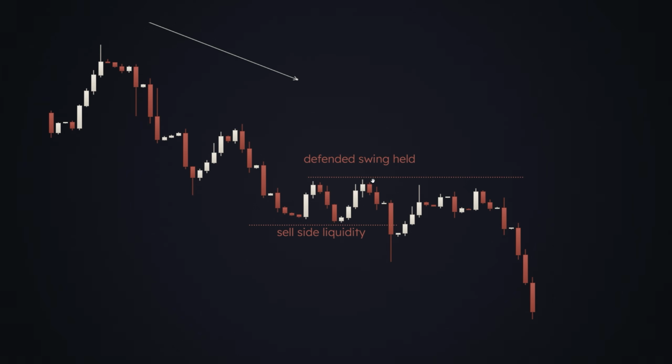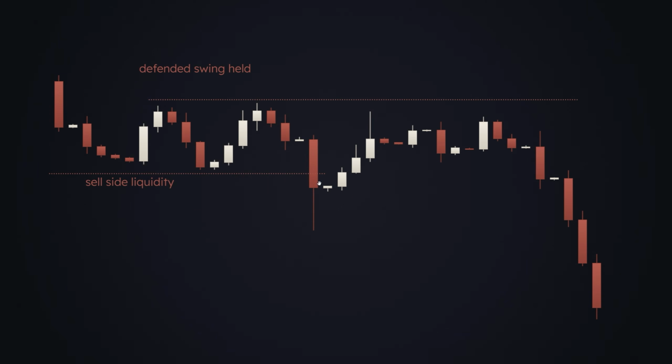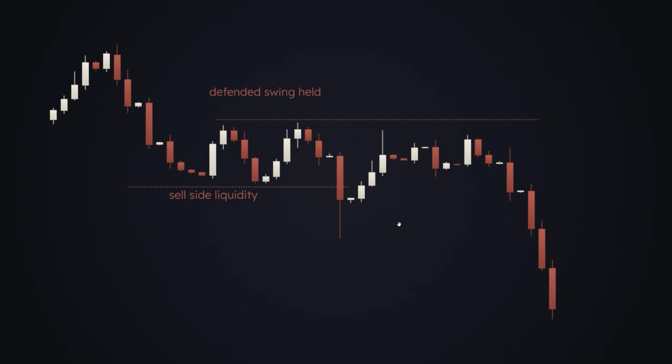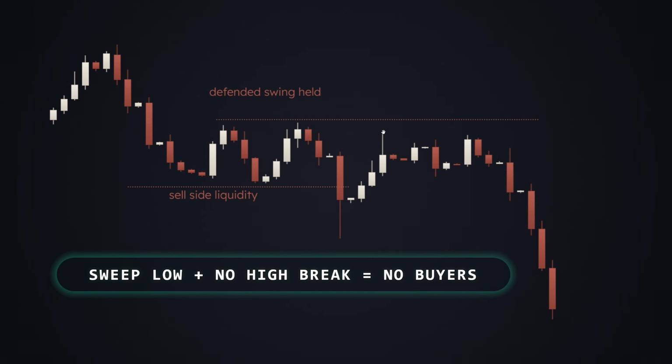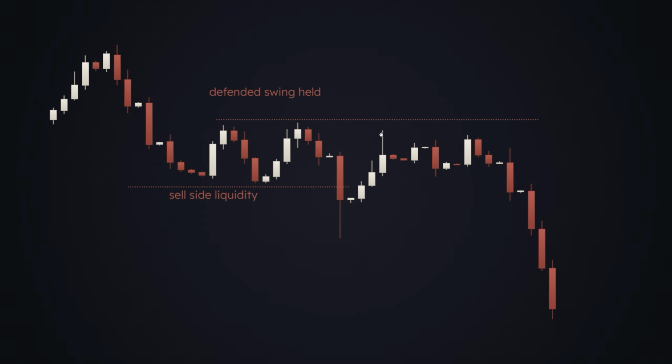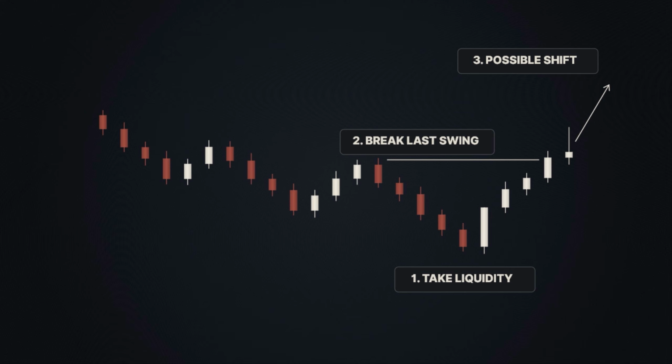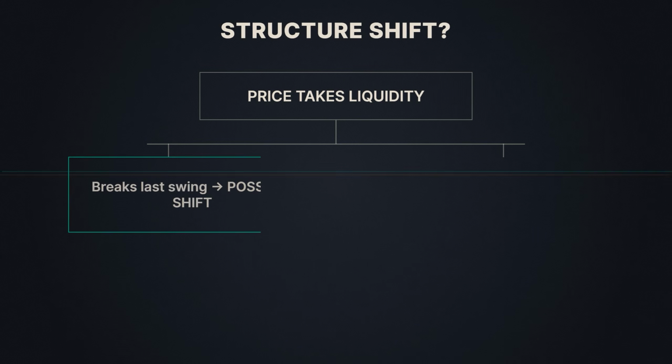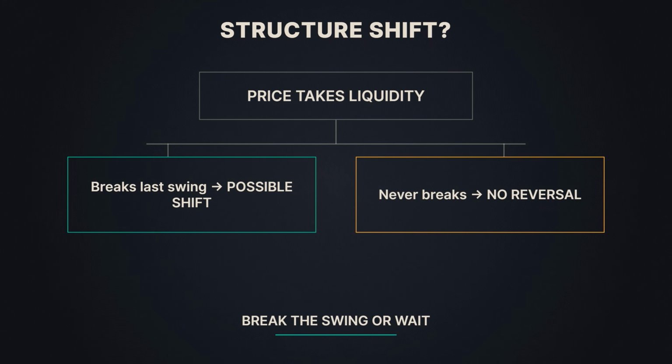In a downtrend, if price sweeps a low but never breaks the last lower high, I don't assume buyers control the market. So what used to look like the trend changed now becomes a test. Did price only bounce, or did it break the swing that defended the old trend? If price takes liquidity and then breaks the last defended swing against the old trend, I read it as a possible structure shift. If price takes liquidity but never breaks that swing, I don't assume a reversal.